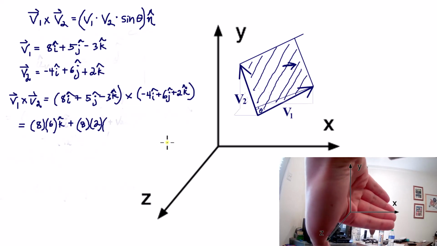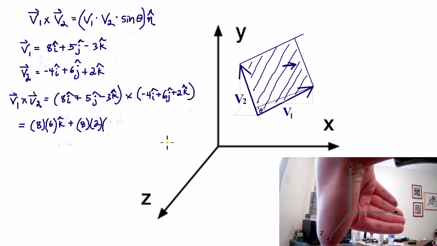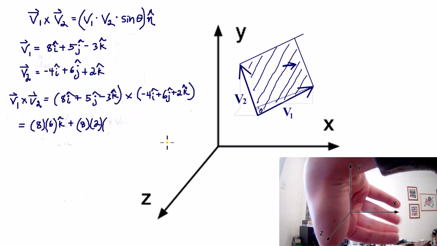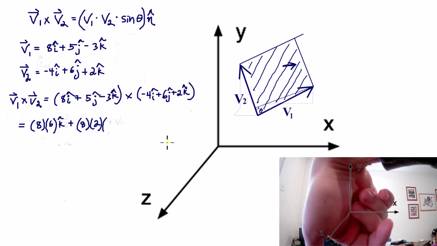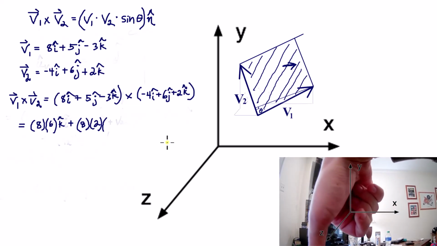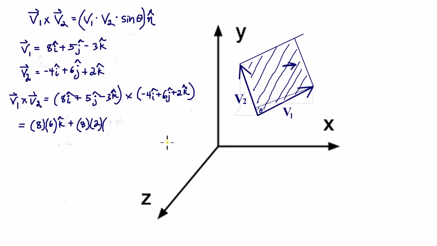Put the palm of your hand along the x direction with the curl of your fingers facing the k direction. Push x onto k. And where is your thumb facing? Down. Minus j hat. So this is minus j hat.